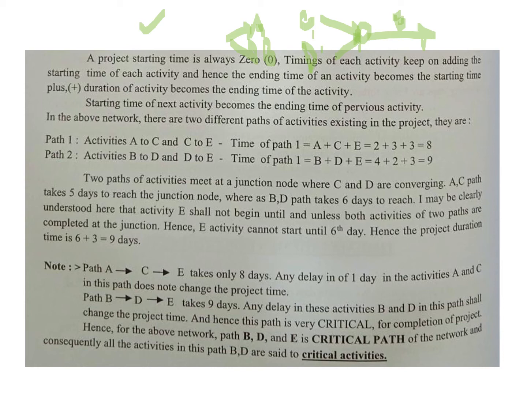And so here we said, take the path from A through C to E. A was supposed to take 2 days, C was supposed to take 3 days. So activity C is over by 5 days. But for activity D to get over, because B takes 4 days and D takes 2 days, activity D takes 6 days to get over. So for this particular path, it takes 6 plus 3, which is 9 days.